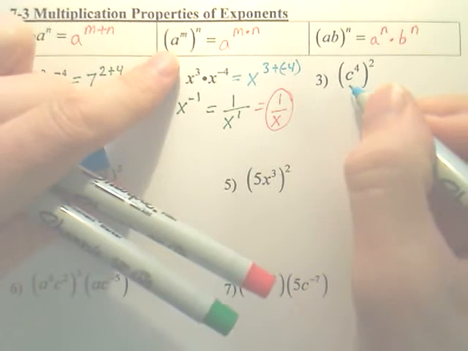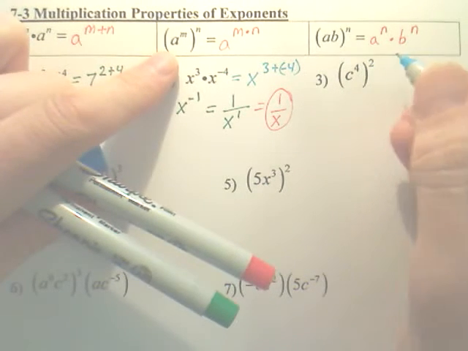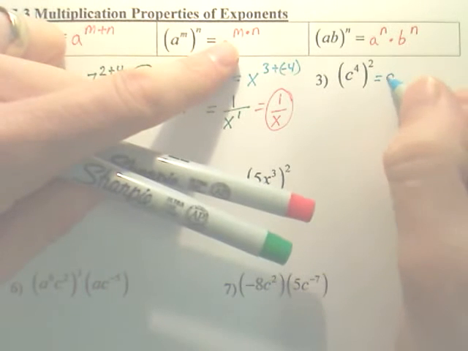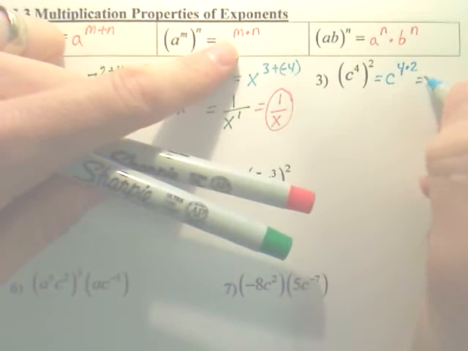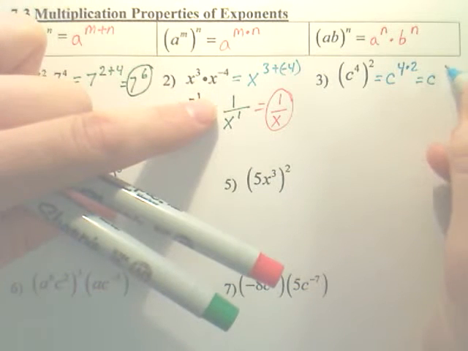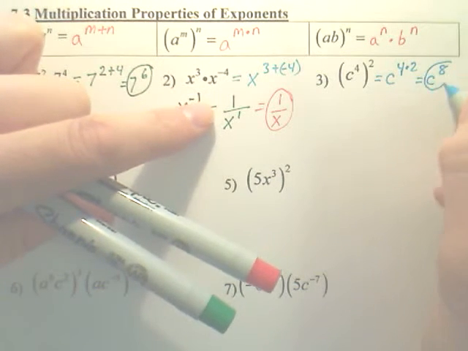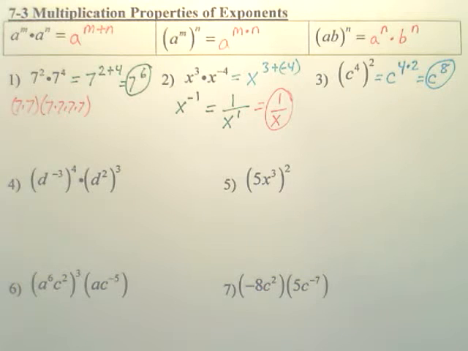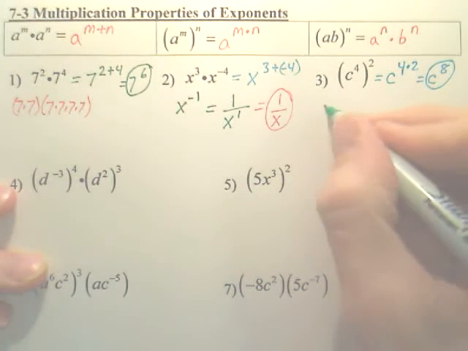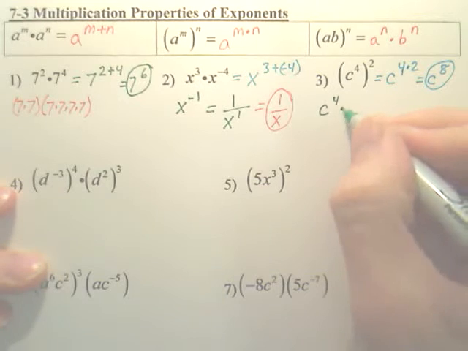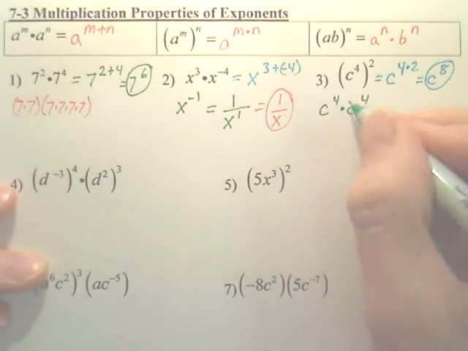All right, number 3 here. This looks like this one right here. You take something to a power to another power. So according to the rule, it's simply going to be c to the 4 times 2, which is c to the 8th. That's your answer. That's the shortcut. Where does that come from? Well, c to the 4th squared means c to the 4th times c to the 4th.